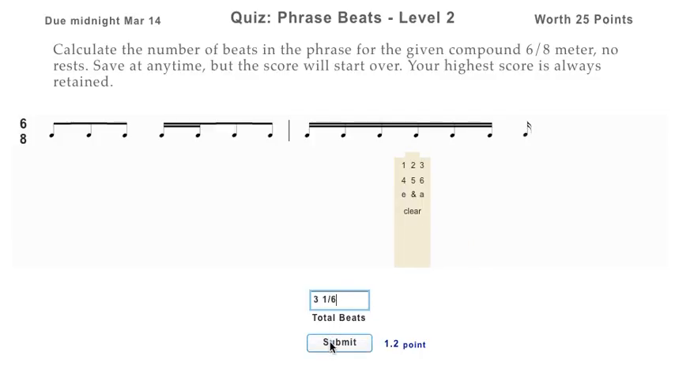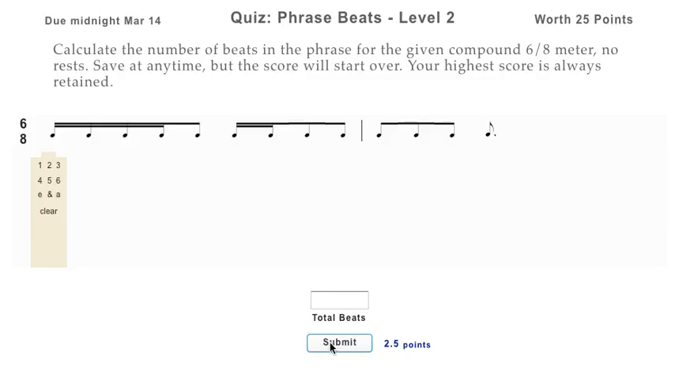1/6 of a beat. If we don't know the answer, or we want to learn, you can just hit submit. You will lose points, but it will show you the counts.